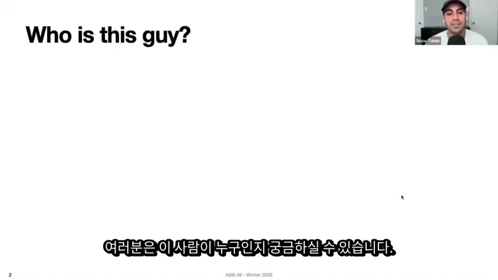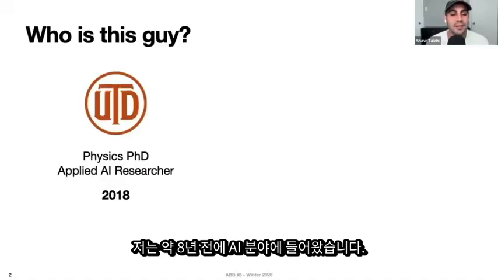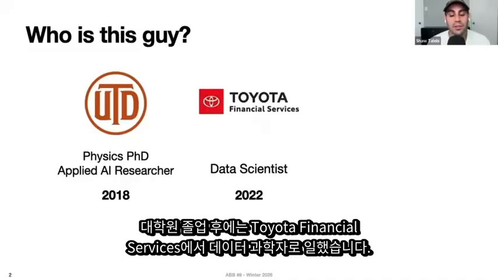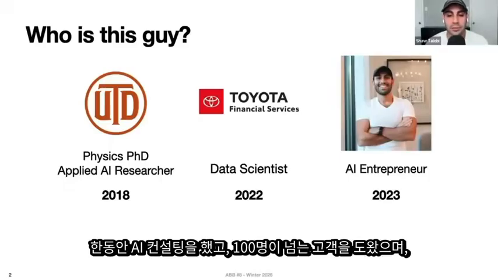You might be wondering, who is this guy? Why should I listen to him? It's a great question. So I got into AI about 8 years ago. When I was in grad school, I was doing applied AI research while I was getting my PhD. Then after grad school, I went and worked at Toyota Financial Services, where I was a data scientist. And now for the past couple of years, I've been working for myself, doing various entrepreneurial ventures.